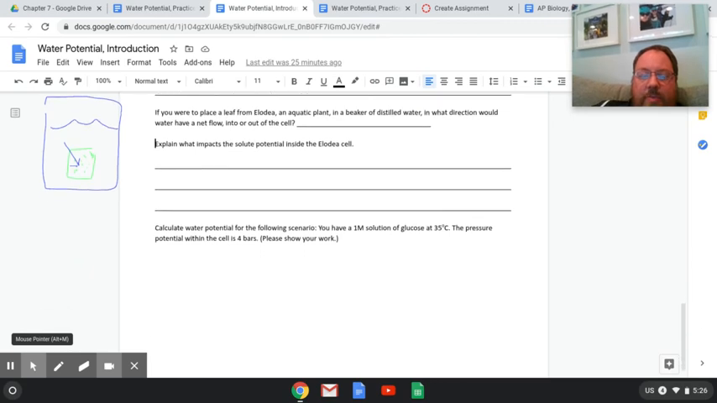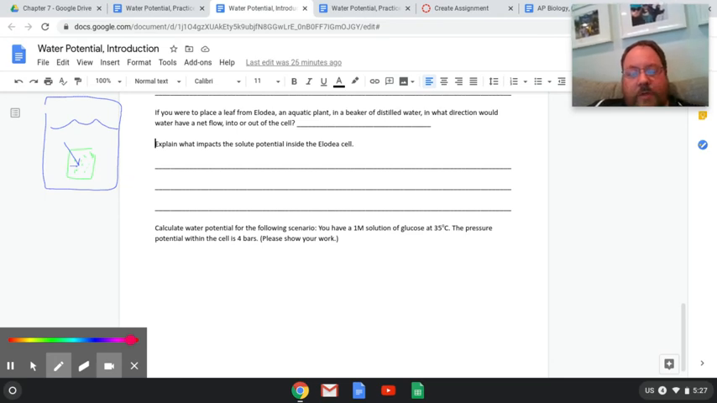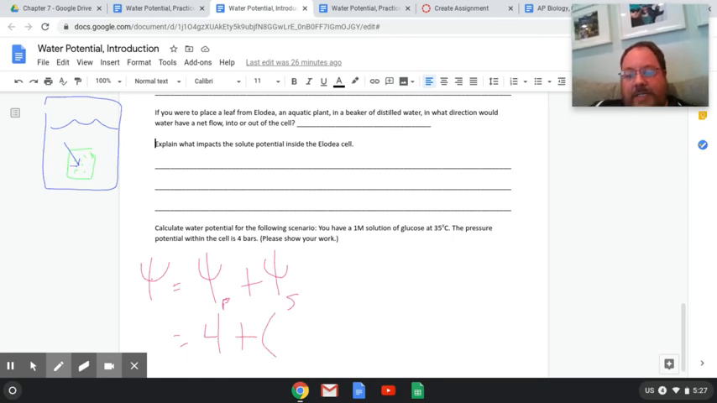One last thing. Calculate water potential for the following scenario. 1 molar solution of glucose at 35 degrees Celsius. The pressure potential is 4 bars. All right. Let's do this in red. So water potential equals your pressure potential plus your solute potential. Now, they just told you the pressure potential, right? Pressure potential is 4 bars. So that is 4 plus, now remember, solute potential is a minus iCRT.